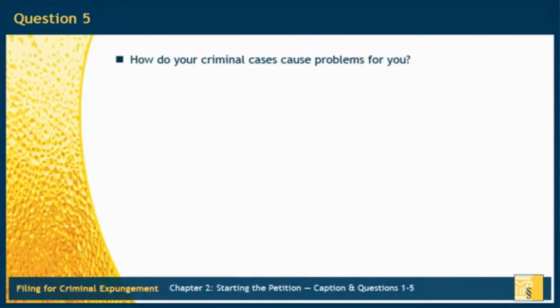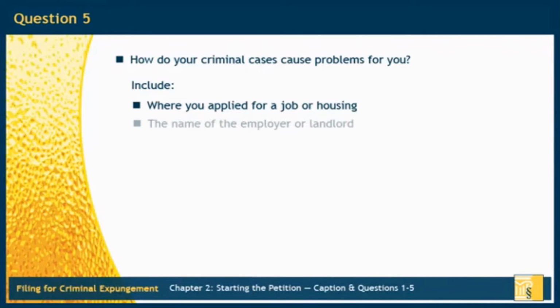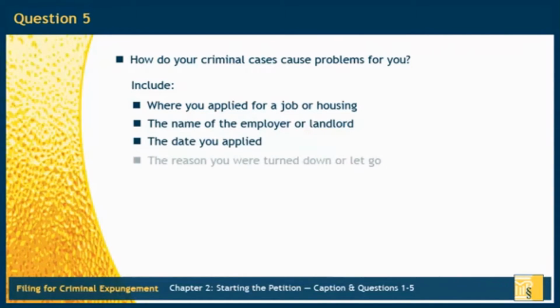Most people try to get an expungement because they lost or were turned down for a job, want to apply for a promotion, were turned down for housing, or are applying for a job-related license. If any of that has happened to you, talk about it. Include where you applied for work or housing, the name of the employer or landlord, the approximate date you applied, and the reason you were given for being turned down, let go, etc. If it has happened more than once, briefly explain what happened each time.